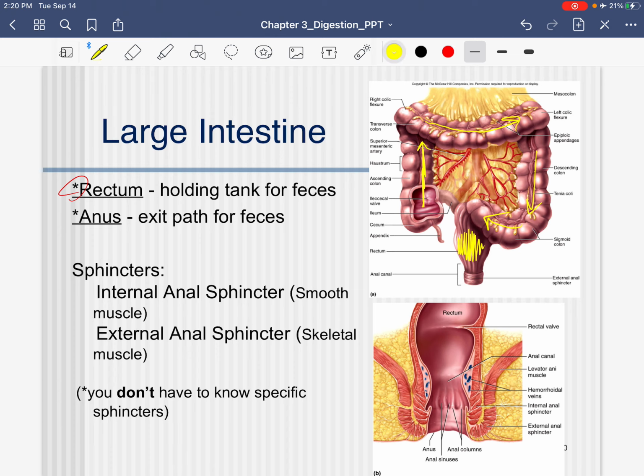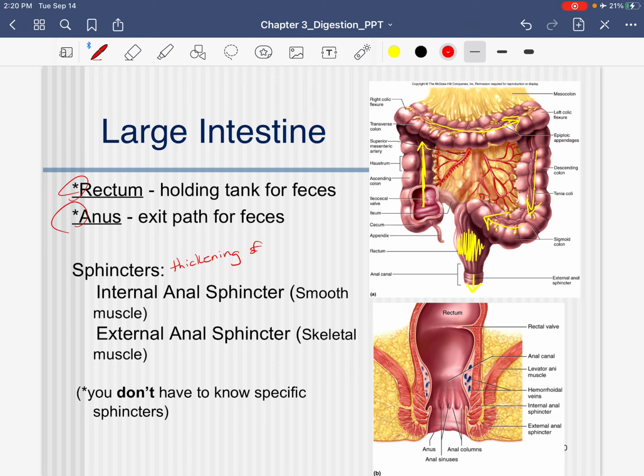The rectum is the holding tank for the poop. And of course, the anus is the exit hole. The anus is really a hole. So when we choose to, we release that poop. Now, I mentioned this before, when we talked about the esophagus and the stomach. There was a sphincter. Remember, a sphincter is a thickening of muscle.